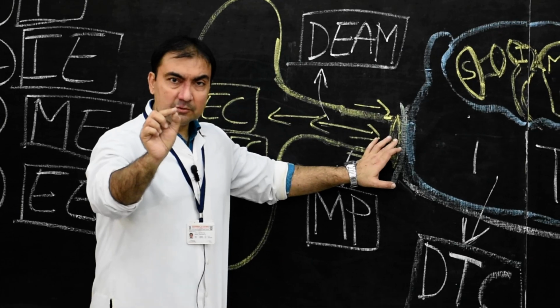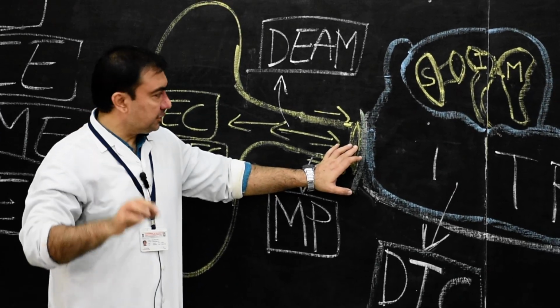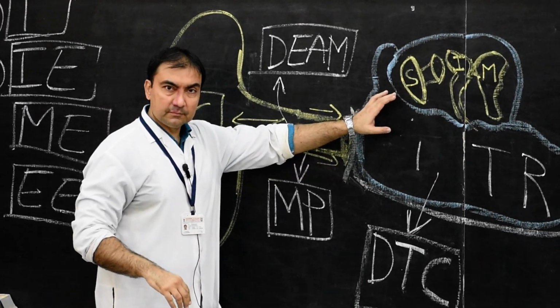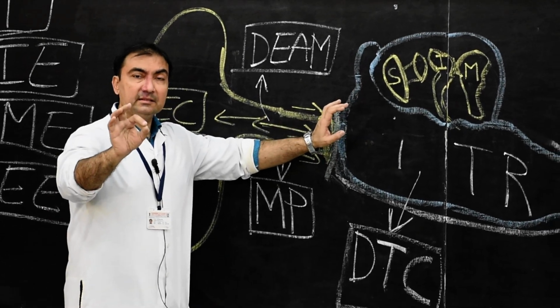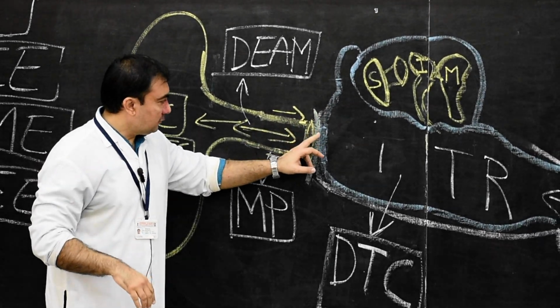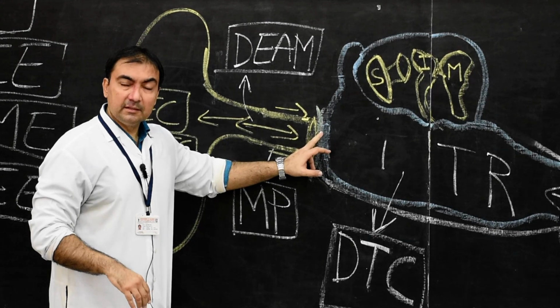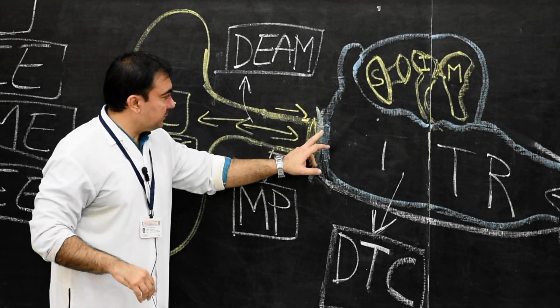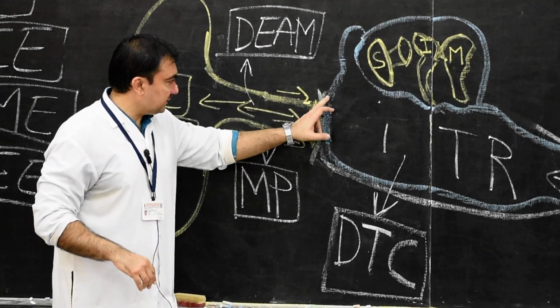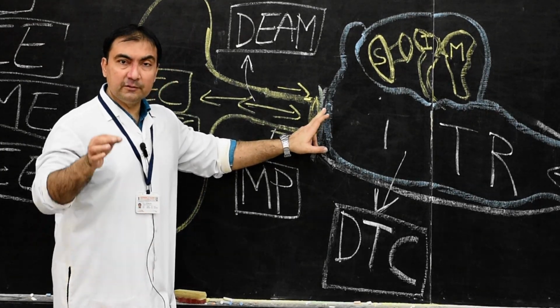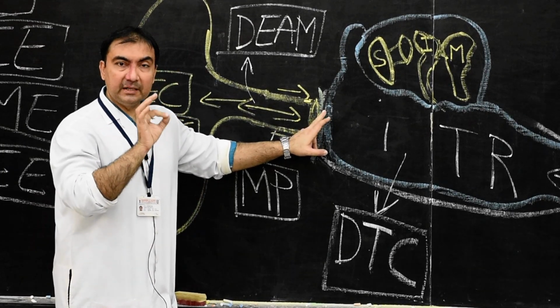One important point you have to note down for a 1 mark question answer or MCQ: the handle of Malleus as well as the chorda tympani nerve will penetrate the second and third layer, that is, in between the fibrous layer and mucous layer. The handle of Malleus and chorda tympani nerve will pass in the tympanic membrane.